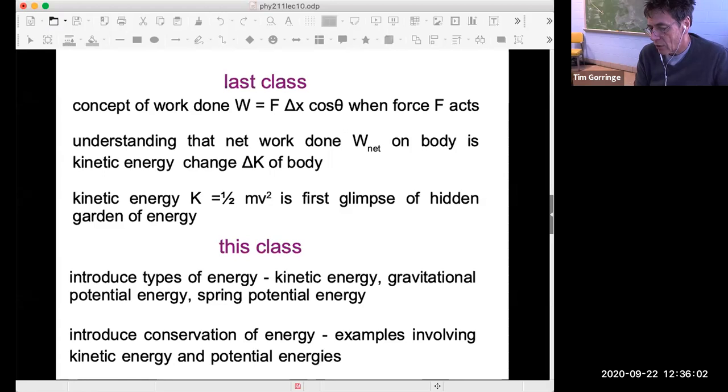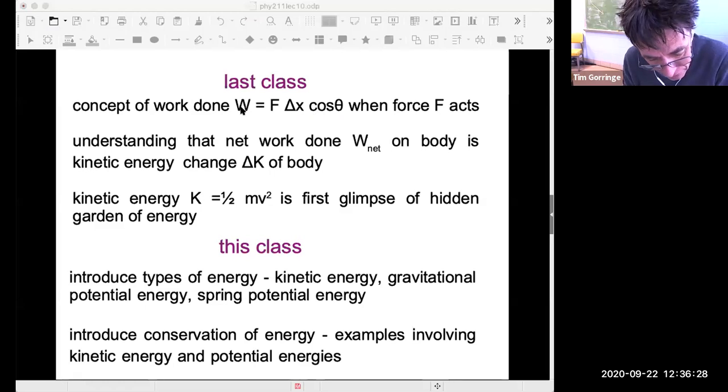First thing that we did was introduce the concept of work, or work done. And the work done is something that's done by forces. So we say that forces do work. When forces act, those forces do work. And we defined the relationship between the force that is acting and the work that that force does. And actually, that was that little equation here. This guy here.